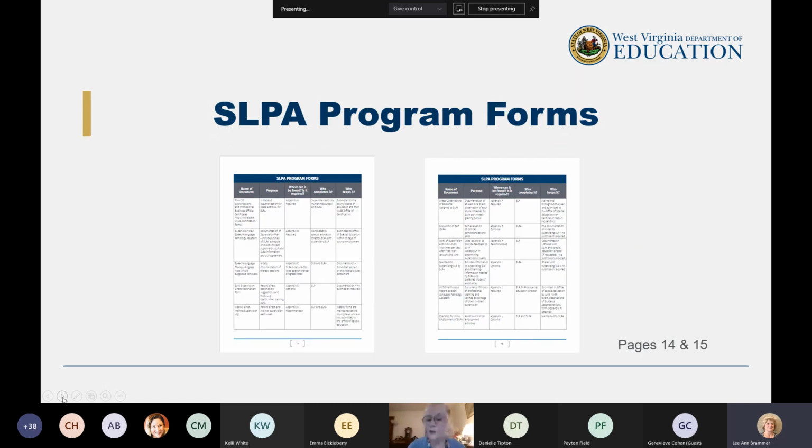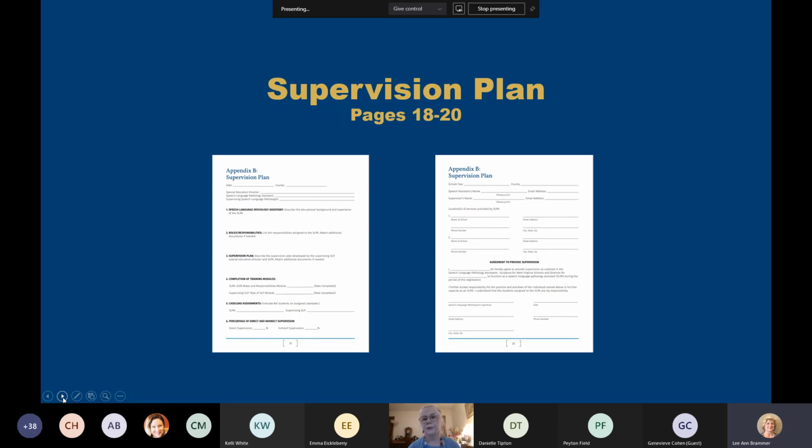So if you ever want to know anything about any of the forms, you can go to these pages. In your guidance document, it lists all the forms and which ones are required and which ones are not, and who gets it and how it's done. So this is a good reference for you to get an overview of all the forms. The first form we're going to talk about is the supervision plan, and that's what you are doing right now. And it's an important plan because it talks about what you're going to do, how you're going to set up your schedule for the whole year. So that's on pages 18 through 20.